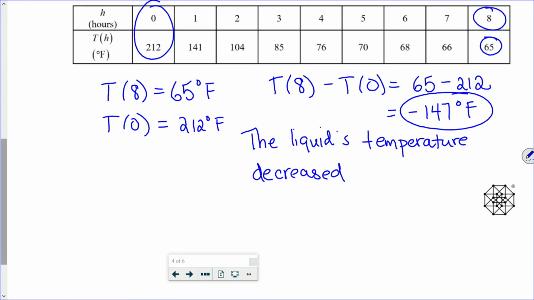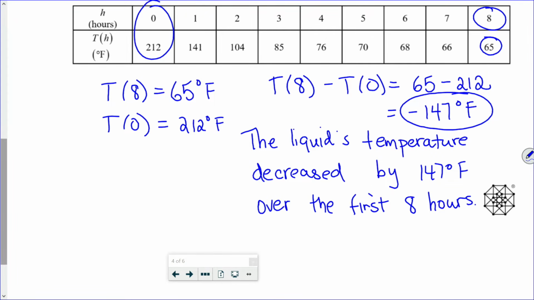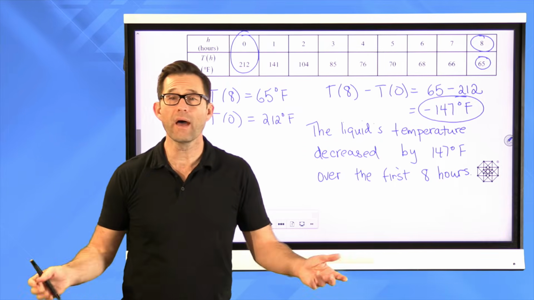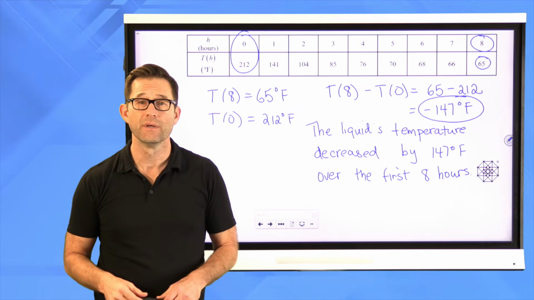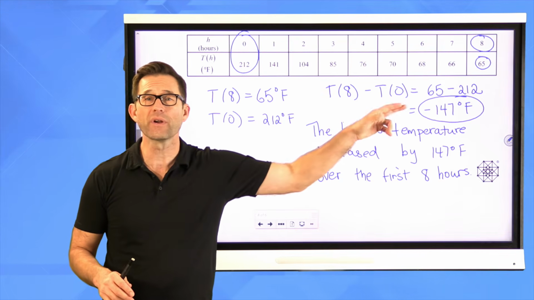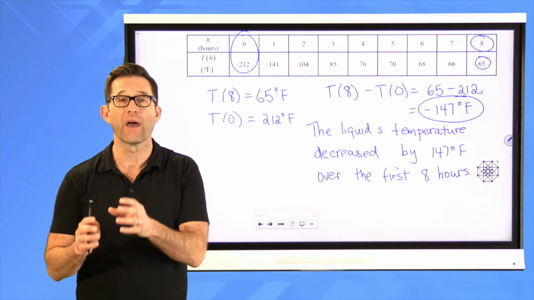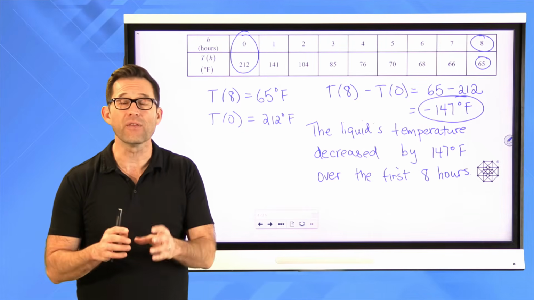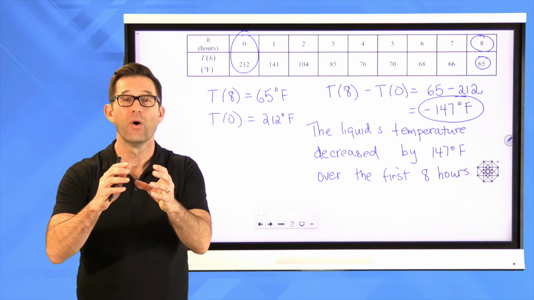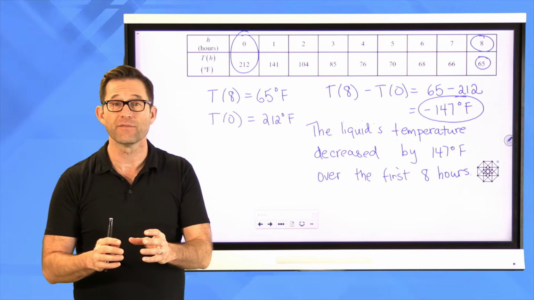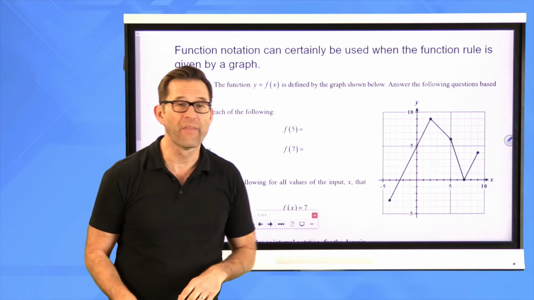The liquid's temperature decreased by 147 degrees Fahrenheit over the first 8 hours. Right? The temperature went down by 147 degrees over the first 8 hours. That's how we can interpret that change. And we're going to see this a lot, where we take a function's value at one input and we subtract a function's value at another input to see if the outputs either went up, if that change is positive, or went down if that change is negative. More on that in the future.